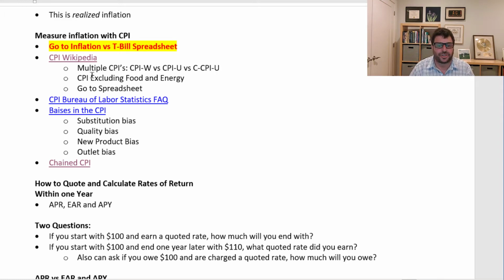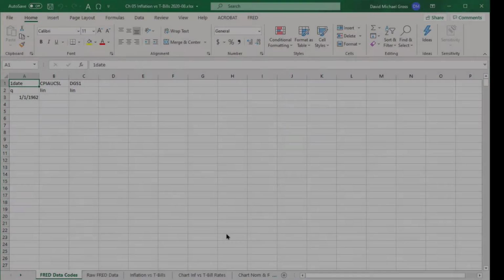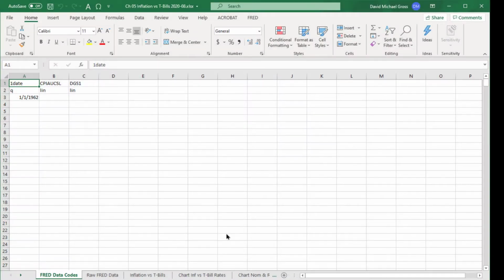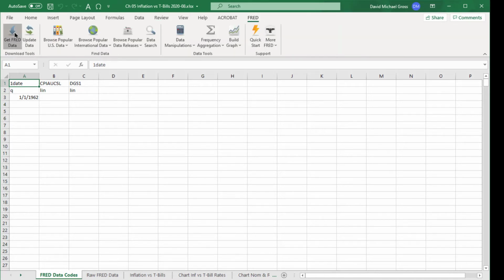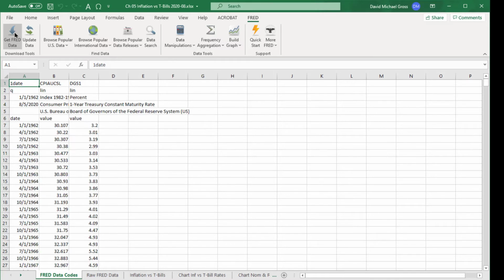So let's go to the spreadsheet. Here's an Excel spreadsheet, and I have the FRED codes for CPI and 1 year T-bill rates. I'm going to get quarterly data without any sort of adjustment. They're both starting at the same date, so I have the one date function in there, and I'm going to click Get FRED Data. And here's the data.